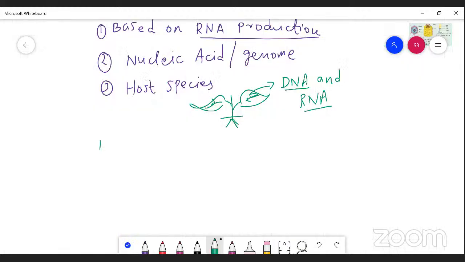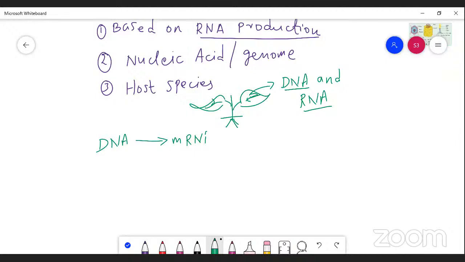In the central dogma, what does DNA give? DNA is a double-stranded helix that forms only mRNA. mRNA is a single-stranded helix that synthesizes only protein. This process is transcription.